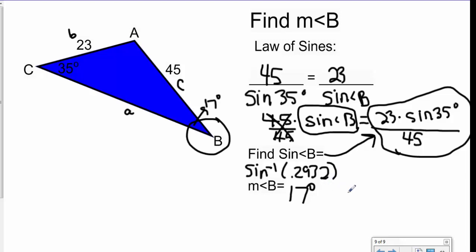So just remember, if you want to find the measure of an angle, get the sine of the angle first, then find the measure by using the inverse key. The only time you need to use the inverse key is when you have to find the measure of an angle. Otherwise, you can simply, on these problems, cross multiply and solve. And that's it for our lesson for today.